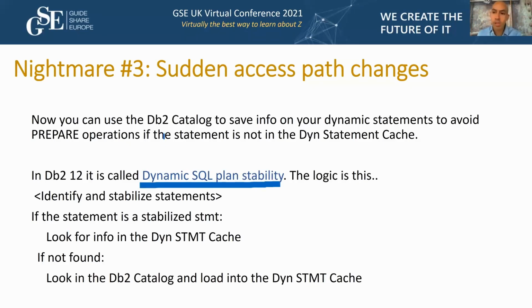So the way that it works is this. It works actually very similar to optimization hints. So you're going to save this information in the catalog, and then DB2 is going to ask, is this a stabilized statement? No. Okay, so do prepare as usual. And if yes, then the information might already be in the cache. But if it is not, then it is going to be pulled from the catalog and then loaded.